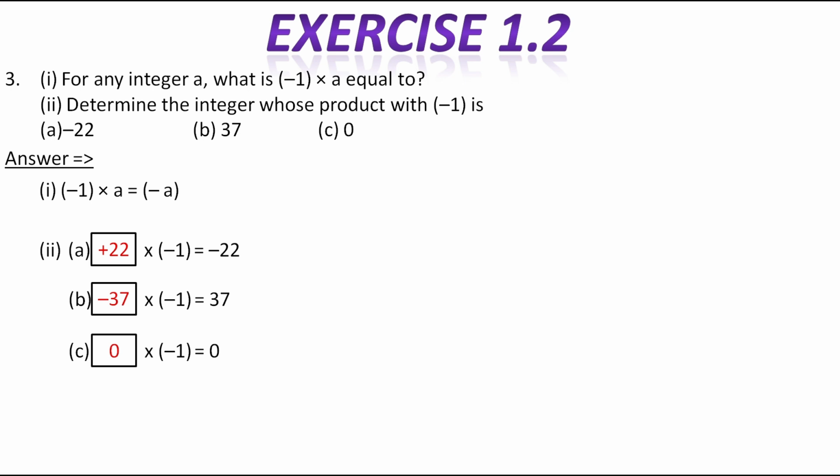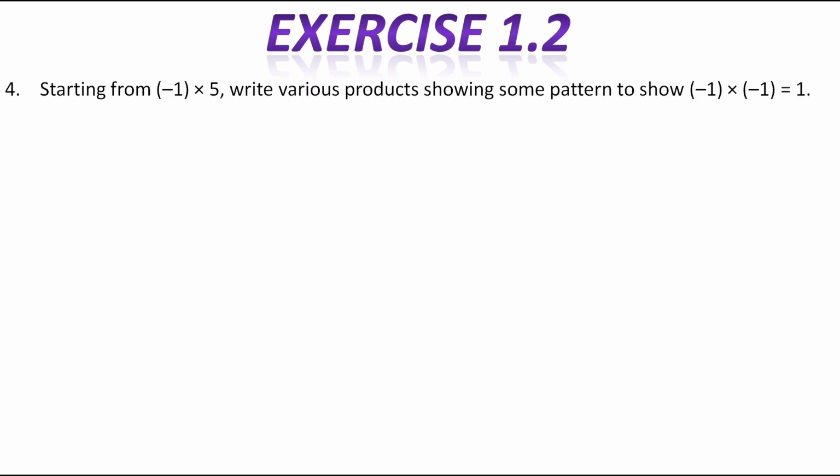Now let's move to the next question, that is the fourth one. Starting from minus 1 into 5, write various products showing some pattern to show minus 1 into minus 1 is equal to 1. That means we have to start from minus 1 into 5 and end at minus 1 into minus 1 is equal to 1. So let's start. First we will take minus 1 into 5, which gives us the answer minus 5. See here, 5 ones are 5 with negative sign because both of them have different signs.